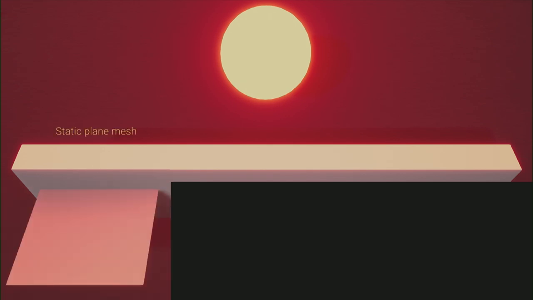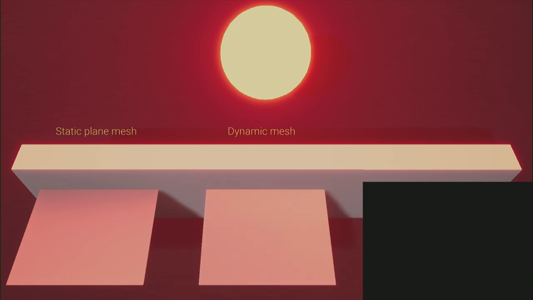So here I've set up a quick example to illustrate the challenge we had with Paper 2D. At the top there's a static sphere with baked lighting, and so it affects both mesh light maps and volumetric light maps, but it doesn't act as an actual direct light. And so on the left here, we have a static plane mesh, and because it has surface light maps, it gets nicely lit by the sphere, and it's also shadowed near the edges of the cube there.